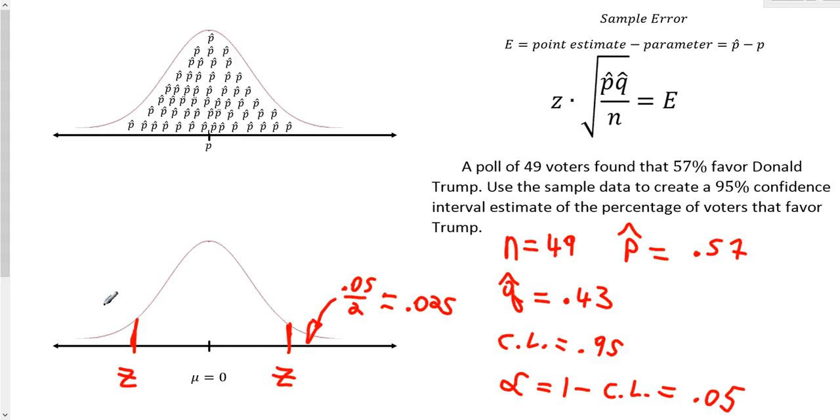0.025. And I need the other half to be back here, 0.025. So what that means is I'm looking for the z-score that separates the top 2.5% from the bottom 97.5%. So I need 2.5% in the upper tail.